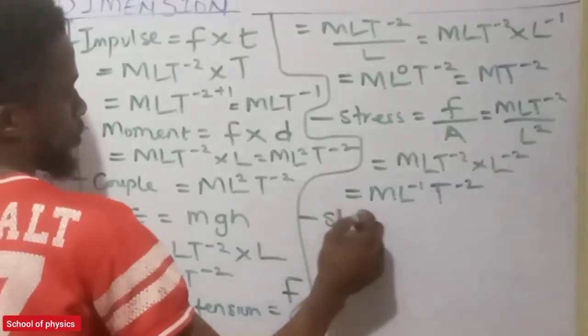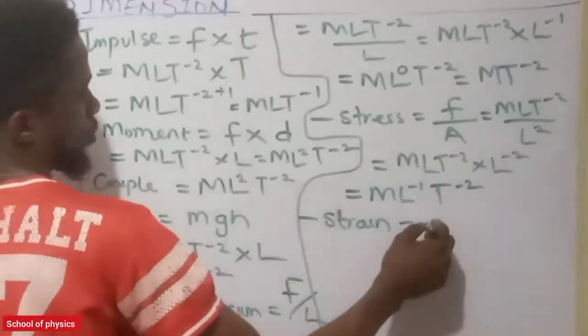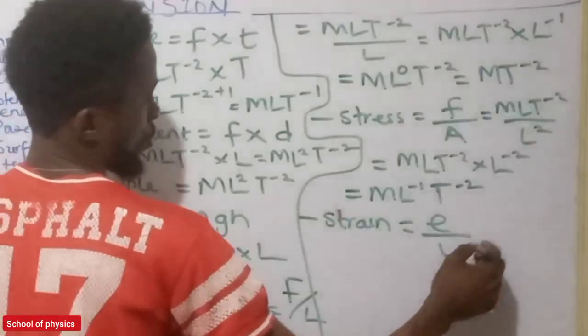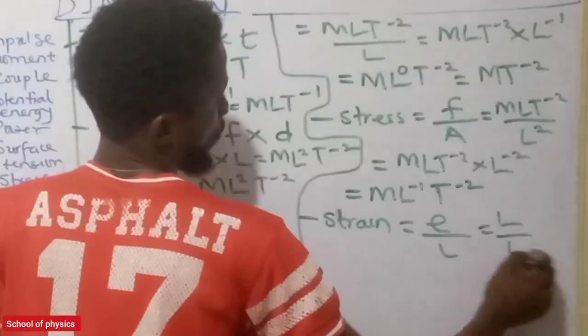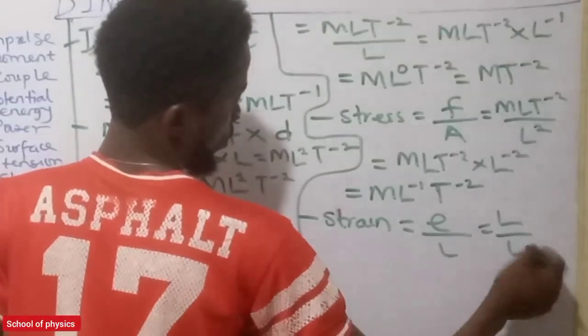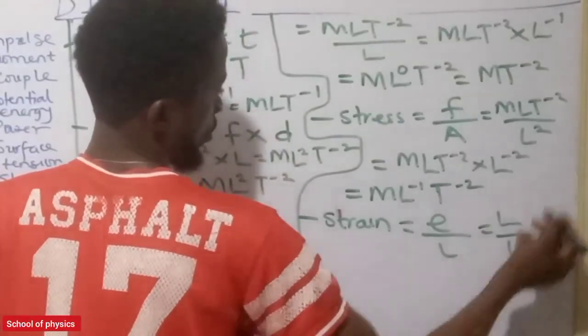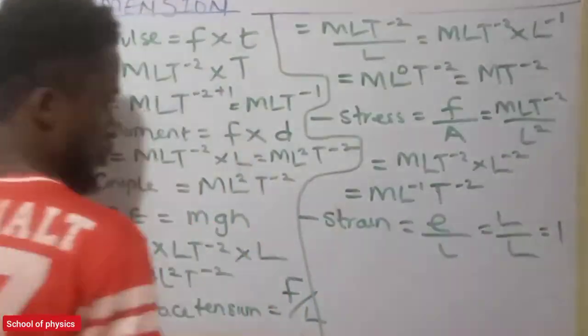Strain under elasticity as well. Strain is extension over length. Both have the same dimensions, so strain is dimensionless. Strain's dimension is 1, which is dimensionless.